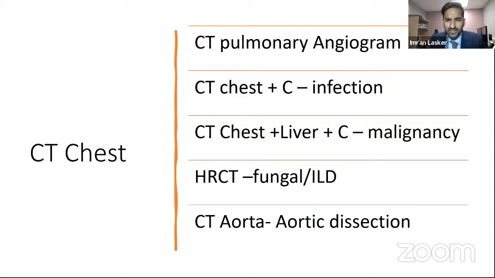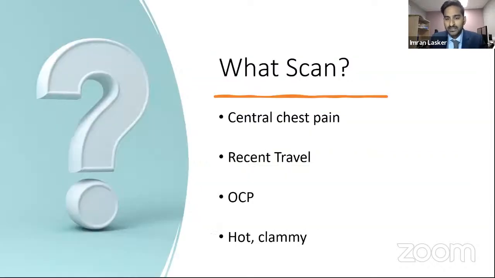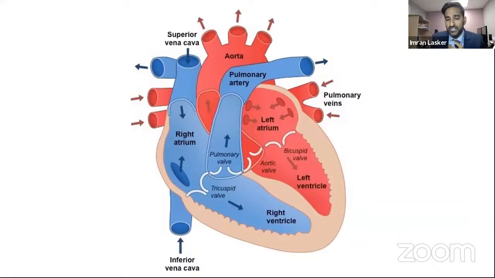So why is that important? I mean, look, CT scan with contrast, how important could it be? This is the next concept I'm going to try and introduce to you guys. Let's say we've got this patient, they've got central chest pain, they've had recent travel, they're on the pill, and they're hot and clammy. I'm pushing you to think of a certain thing. I'm making you think, okay, this could be a PE. I want a CTPA, a CT pulmonary angiogram. But what does that even mean?